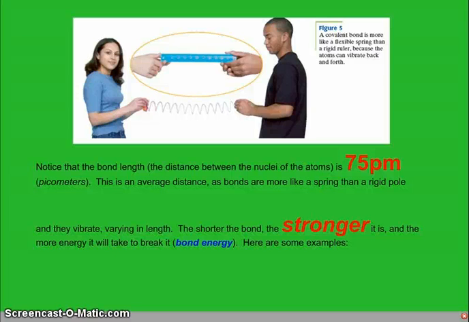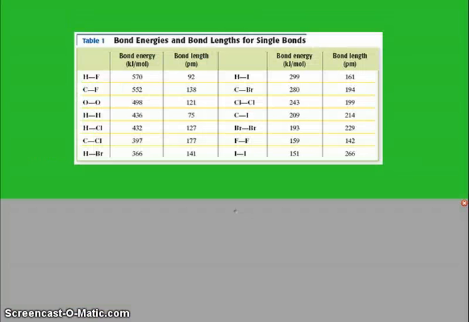The shorter the bond, the stronger it tends to be, and so it would take more energy to break that bond, which we call the bond energy. Here are some bond energies and the bond lengths for some single bonds. There are also double and triple bonds, which we'll talk about, but typically, the shorter the bond, the more energy is involved. So when bonds are broken and reformed, we can actually use these bond energies to calculate whether or not a reaction is going to be exothermic or endothermic.